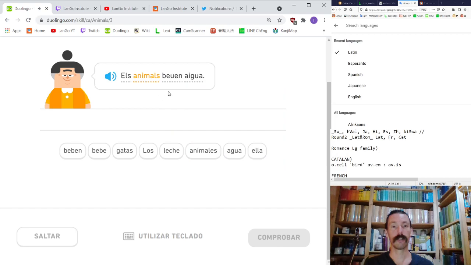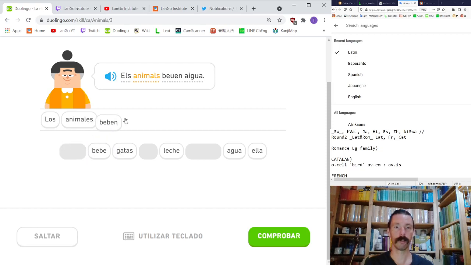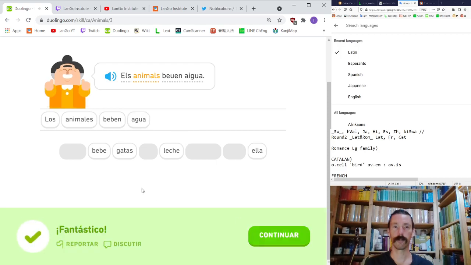Els animals beuen aigua. Standard Spanish has los. Keep the second vowel, losing the first. Here, we keep illos, was the Latin form. Okay, els animals, that's plural, los animales, beben, aigua. The animals drink water. This is a third plural verb. Let's look at that. Beuen. Beu for the stem, n for the ending.